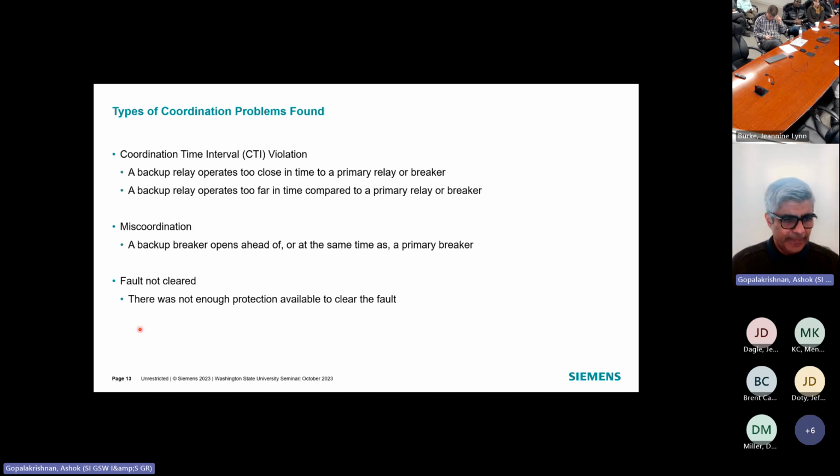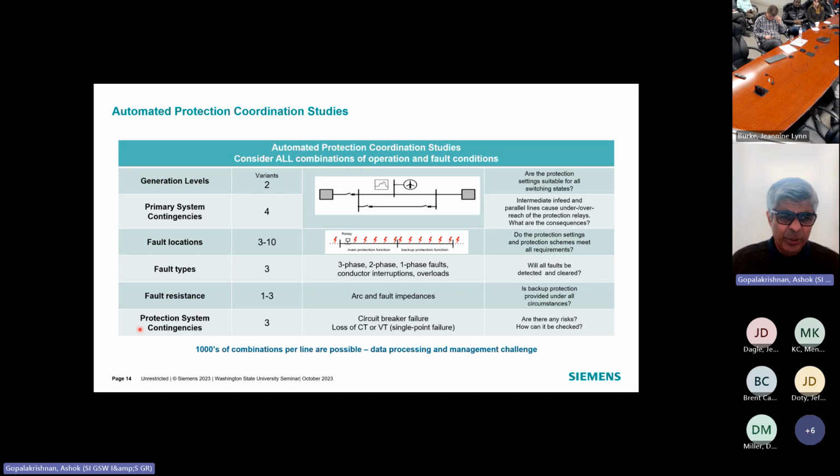So how do you do this, right? You have to subject the system to many fault cases. You can vary the generation level. You can perform system contingencies. You can vary the fault location, as you can see along the line. You can vary the fault type. You can vary the fault resistance, and you can even perform protection contingencies.